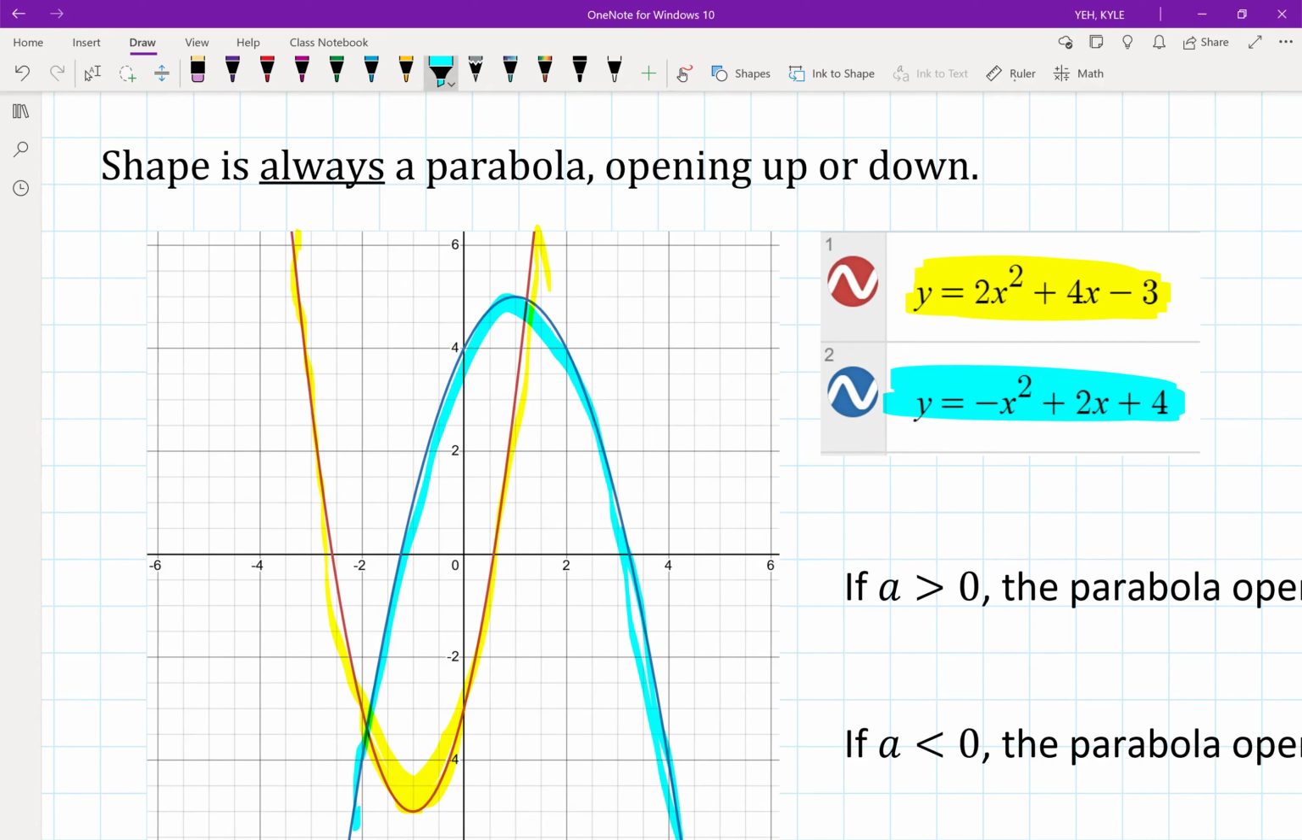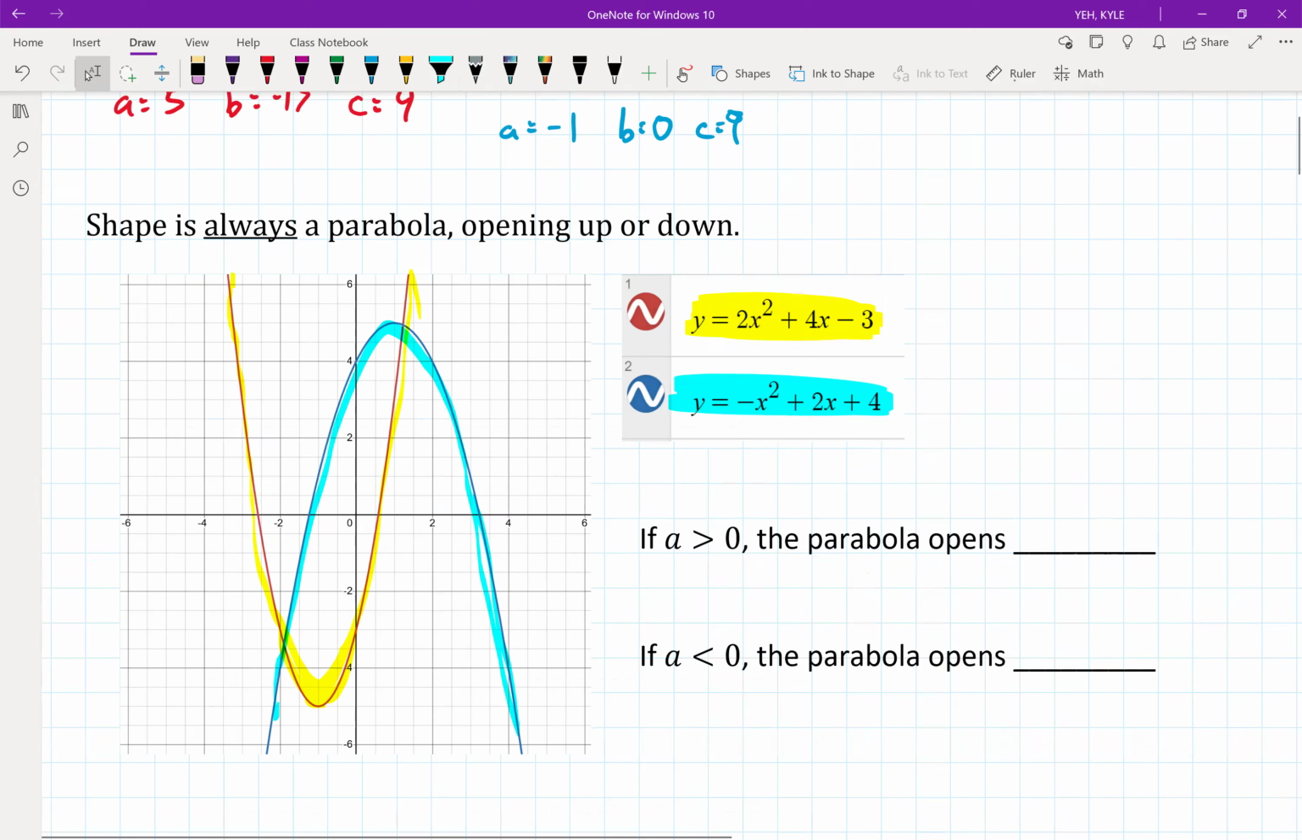Now, I have a little fill in the blank on the right side of your screen, and you might already know this, but if the a value is greater than 0, and I'm going to look right here at my a value on that red highlighted in yellow parabola, the number of x squareds was 2. If the a value is greater than 0, that tells us that our parabola is going to open up. I like to think of it as a greater than 0. That means a is positive, and positive people smile a lot. So it makes a little smiley face.